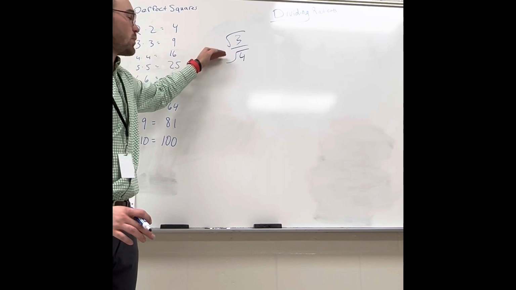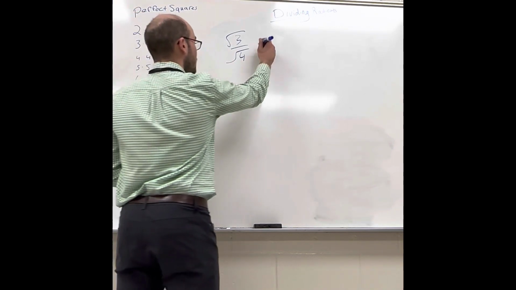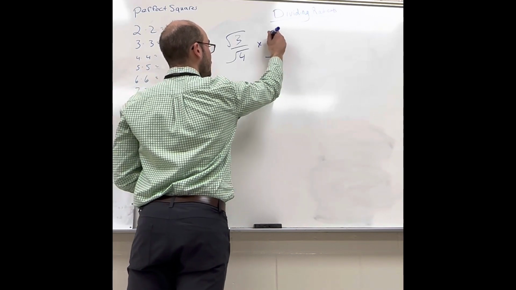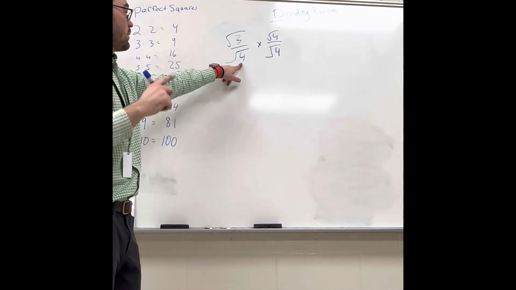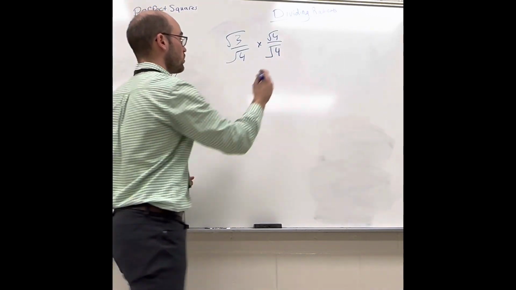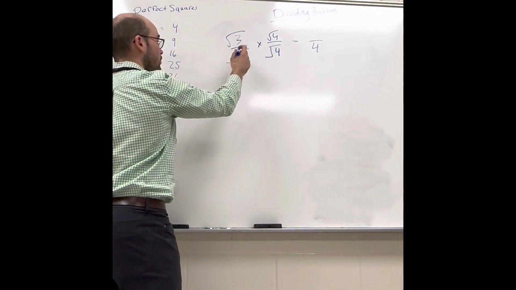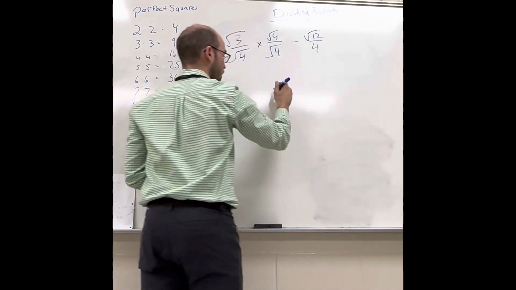Radical 3 over radical 4. Got to get rid of that radical from the bottom, so multiply radical 4, top and bottom. Radical 4 times radical 4 will give me a 4 on the bottom. Radical 3 times radical 4 will give me radical 12.